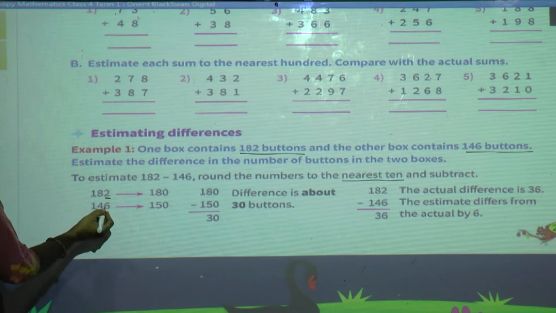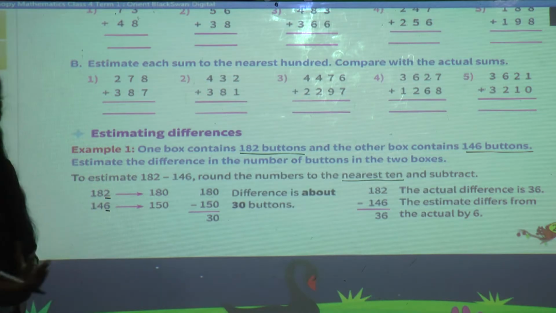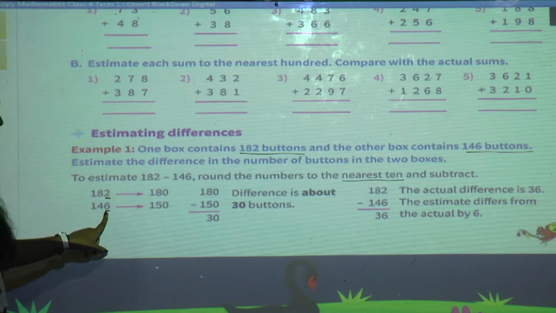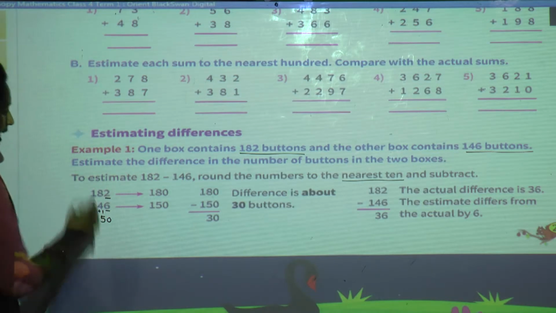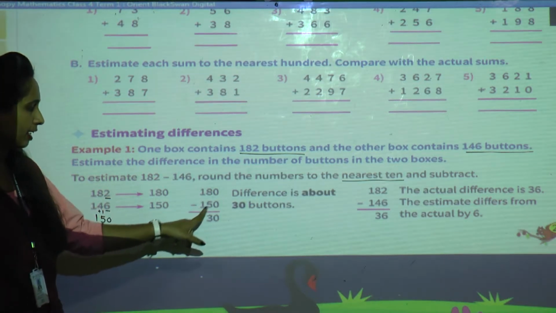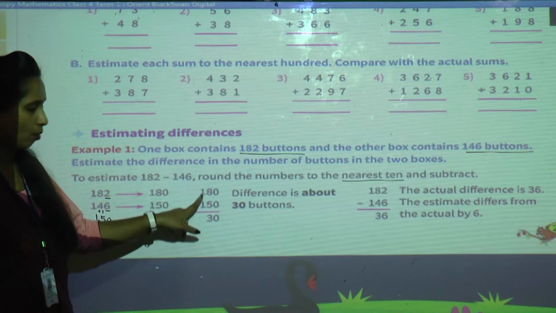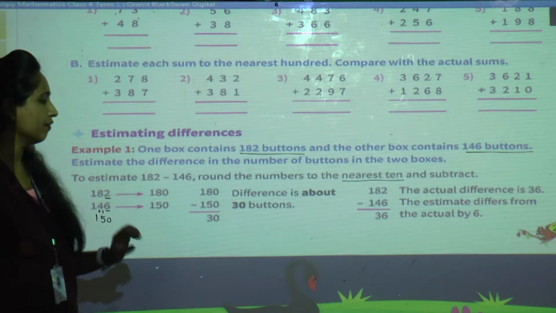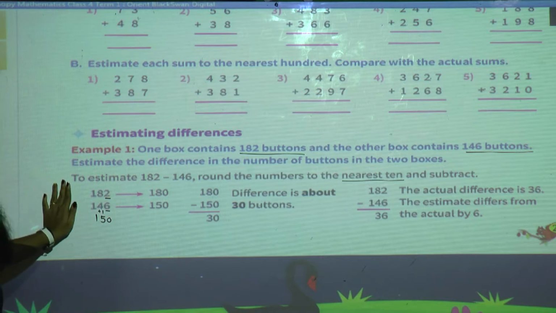So it is 180. Now see the number 146, 6 is there on the ones place. If it is 5 or more than 5, what will we do? We will place the 0 at the ones place and add 1 to the tens place. So 4 plus 1 is 5 and 1 as it is, so 150. Now we will do the subtraction. 180 minus 150. 0 minus 0 is 0. 8 minus 5 is 3. 1 minus 1 is 0. So the difference is about how many buttons? 30 buttons. This is the estimated difference.